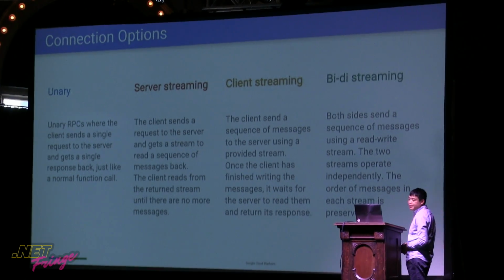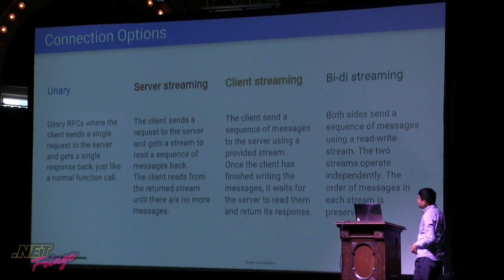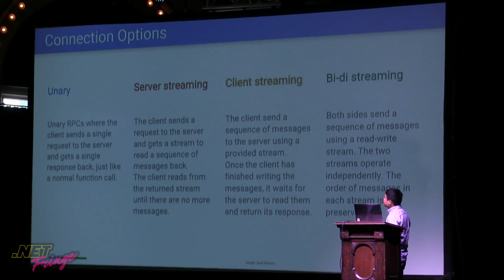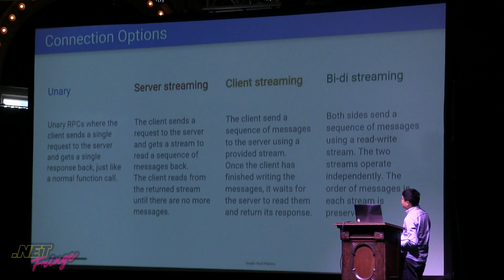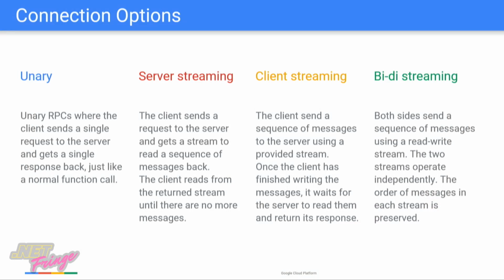Unary RPCs, where the client sends a single request to the server and it gets a single response back, just like a normal function call. And server streaming, where the client sends a request to the server and it gets a stream to read a sequence of messages back. The client reads from the returned stream until there are no more messages.